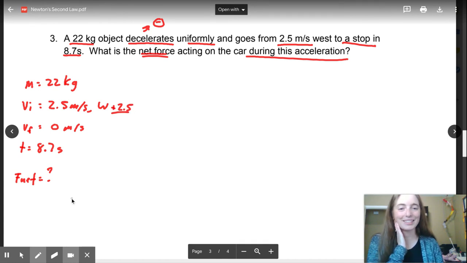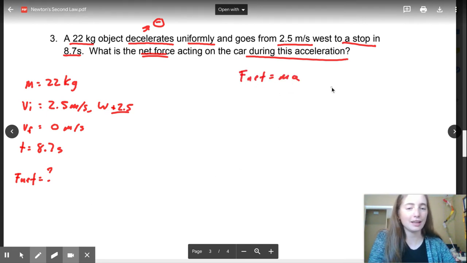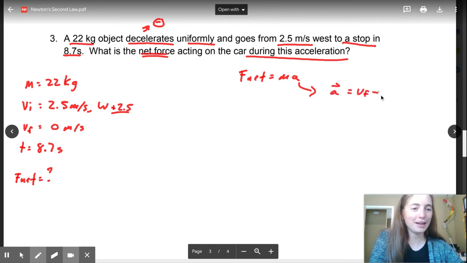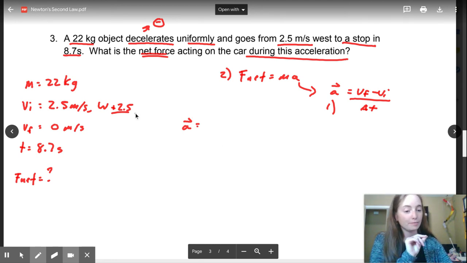All right. Well, I need my F net. My F net equation is MA. Well, how am I going to get my acceleration? You said VF minus VI over delta T. You are correct. So that's the first thing I've got to do, and that's the second thing. I will calculate my acceleration first. I'm going to choose to make west positive and east negative.